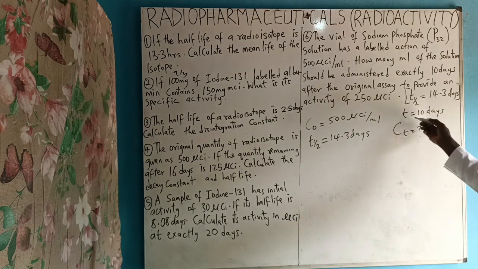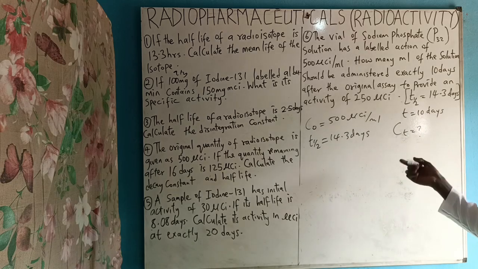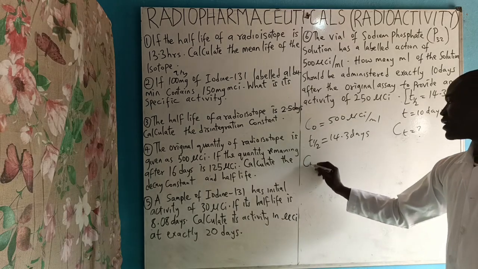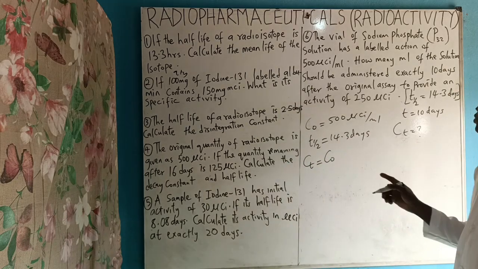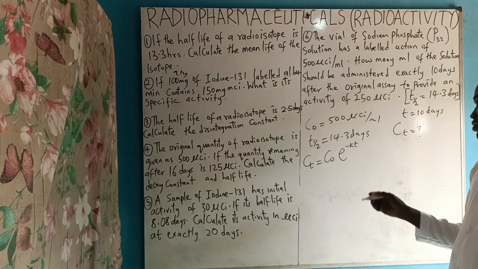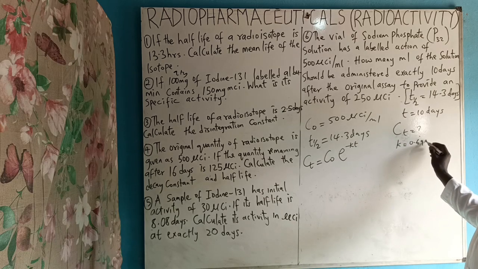We are looking for our C(t). That means that this time is not up to the half-life. We want to see how many will decay when it gets to 10 days and how many will remain when it gets to 10 days. So how many will remain is what we call C(t). We said to get how many will remain, we say C(t) equals C0 exponential minus kt, where k is equal to what? 0.693 all over half-life 14.3.